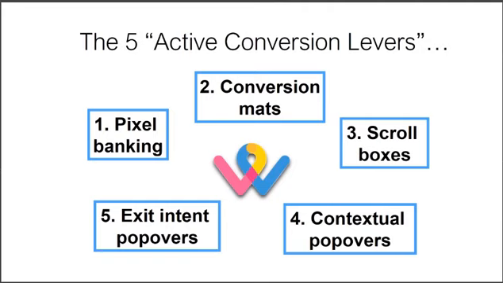Number 3 is scroll boxes, those boxes right on the side of websites. Number 4 is contextual popovers: right when I hover over a certain section of the website, something will come up and inform me about something special going on. And then number 5 is exit intent offers. Each one of these spots we've used to actively convert each one of our websites to boost our conversions with all of our traffic.